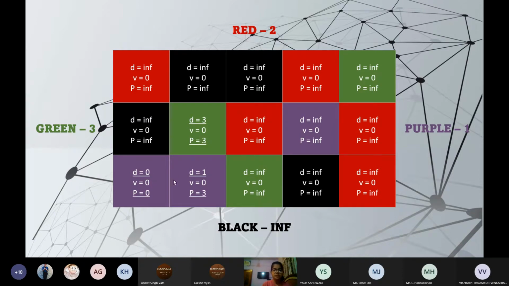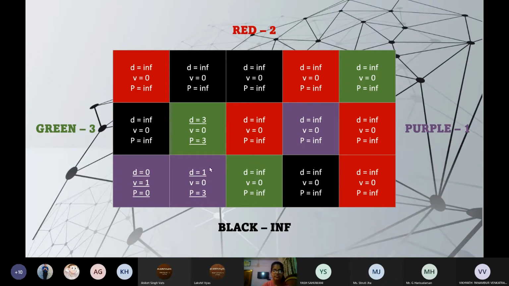Now you can see that we have found the neighbors of this purple tile, so this tile should be marked as visited, right? In the next slide, you can see that this purple tile is marked visited. And now these two are the unvisited child tiles. Out of these two tiles, this purple tile has the minimum value of D, so now this should be the current node or current tile.